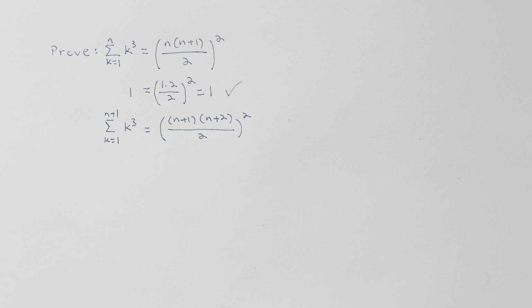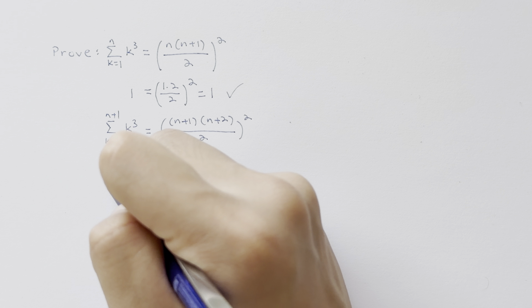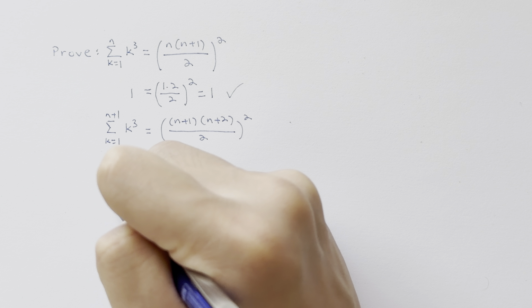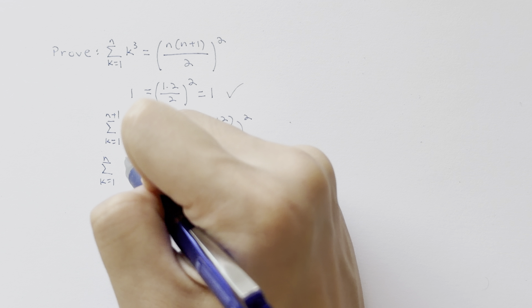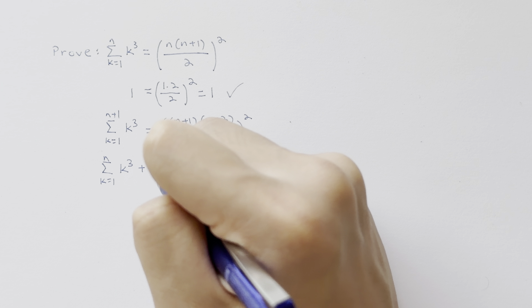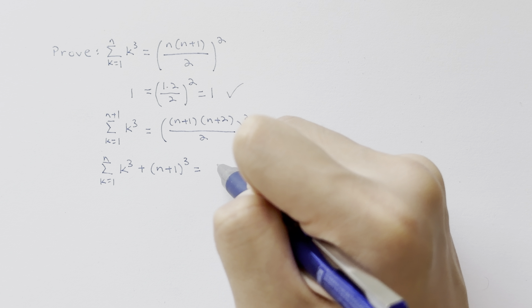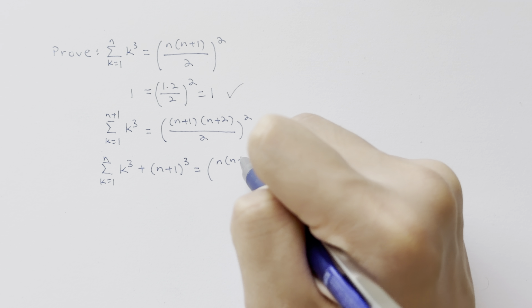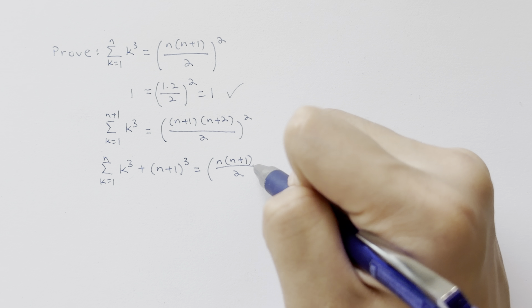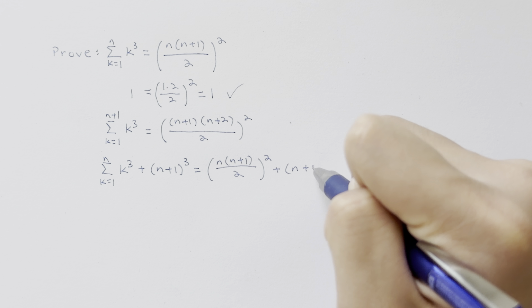And the left side, by the inductive hypothesis, will equal the summation from k equals 1 to n of k cubed, plus n plus 1 cubed. This will equal n times n plus 1 divided by 2, and then the whole thing squared, plus n plus 1 cubed.